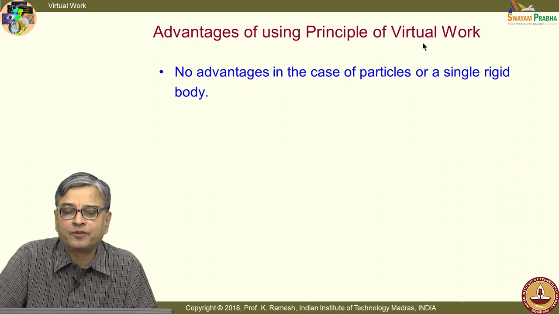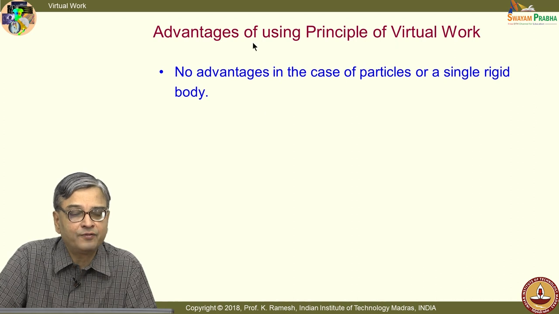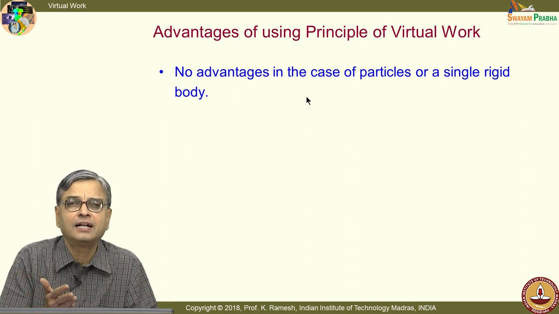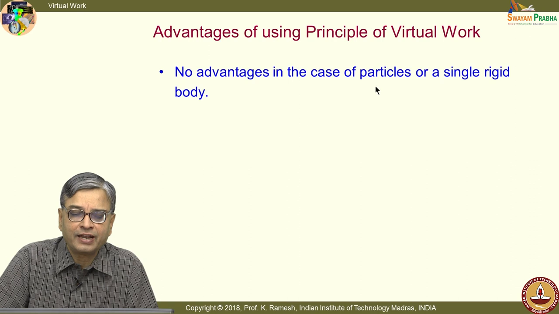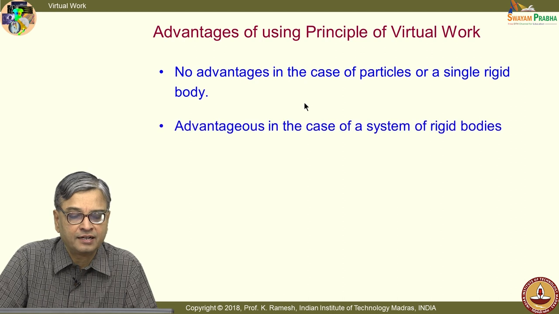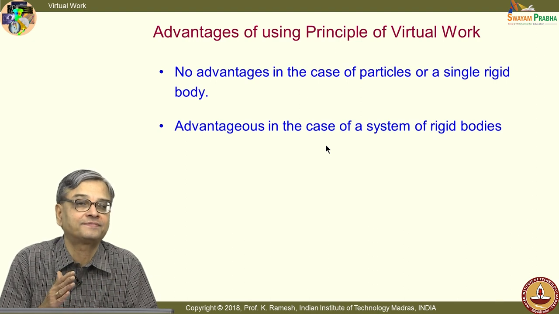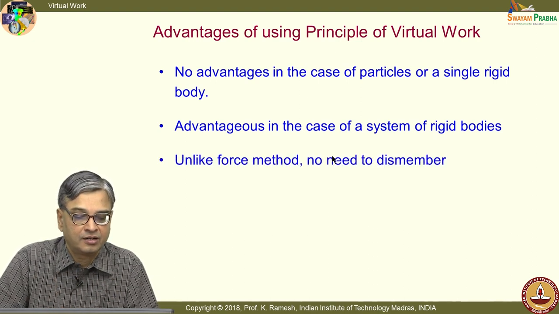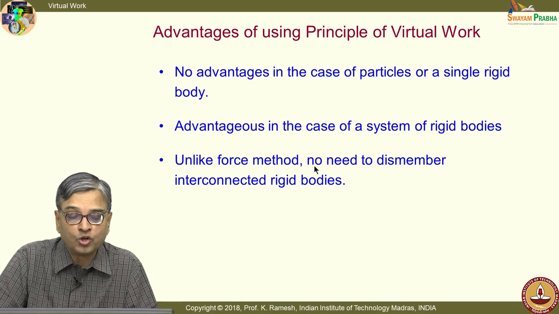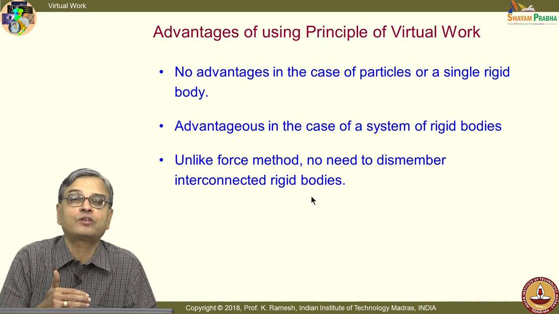Why are we learning the principle of virtual work? There must be definitely some advantages. And we have seen the brick, whether it was in equilibrium or not, it is a single body. There is no advantage when I use it for a single rigid body. On the other hand, when I have a system of rigid bodies, the method is very elegant to handle. So, one of the greatest advantages, there is no need to dismember interconnected rigid bodies. This also we will again look at.